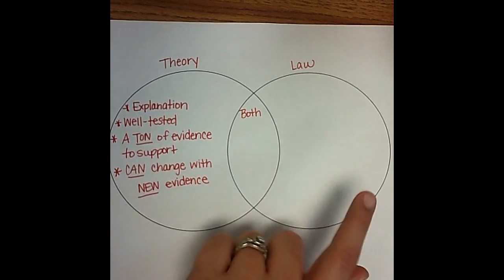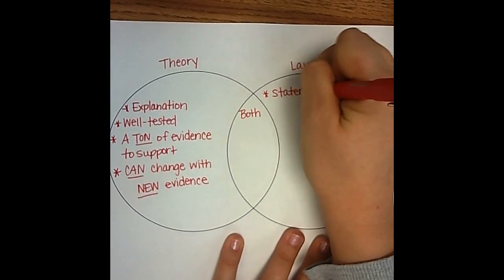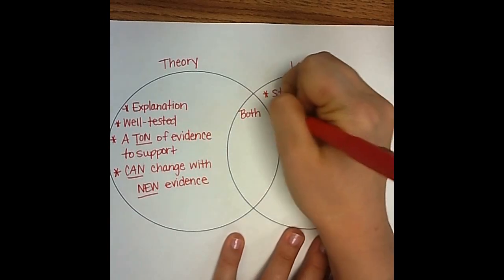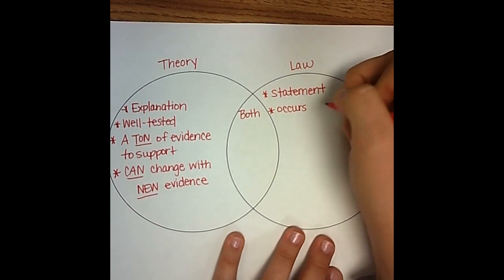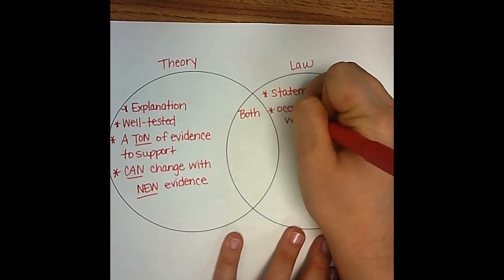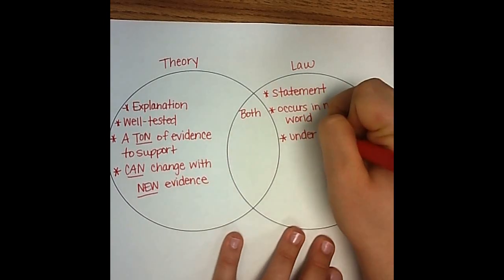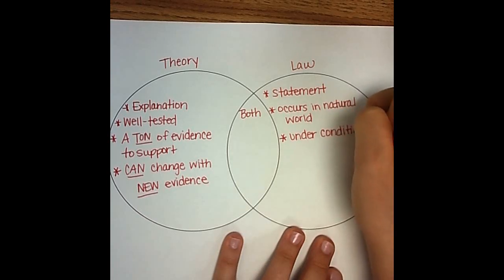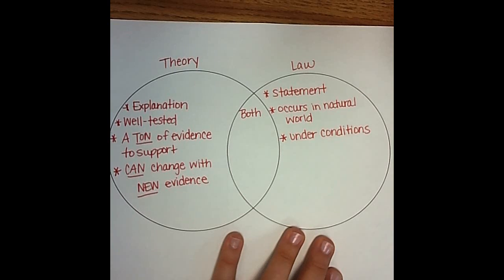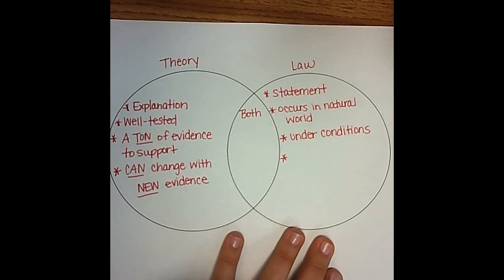It's been tested. Okay, so a law is more of a statement. Okay, it occurs in the natural world. So it's not set up by anyone. It just happens naturally. And it is something that has certain conditions. So an object that is in motion will remain in motion until acted upon by an unbalanced force. Okay, so you have certain conditions that a scientific law would have to be under for that to happen.